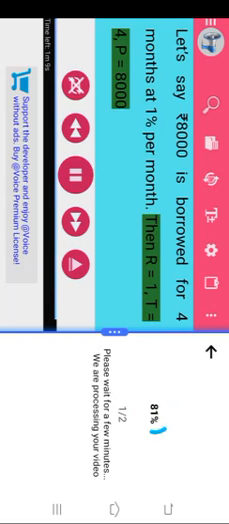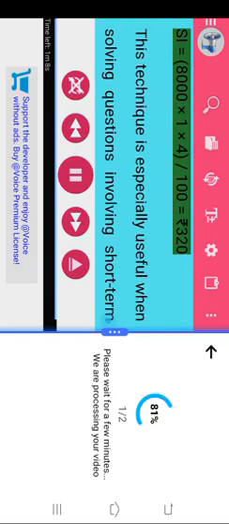Then R equals 1, T equals 4, P equals 8,000. SI equals 8,000 times 1 times 4 over 100 equals 320 rupees. This technique is especially useful when solving questions involving short-term borrowings or installments. Reverse calculations and missing term problems.